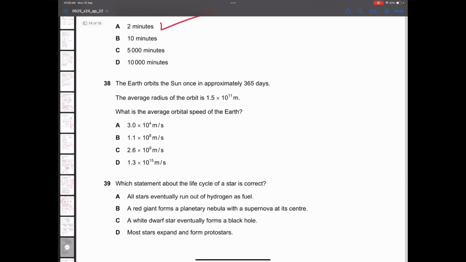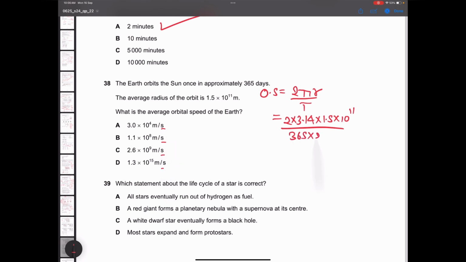The Earth orbits the Sun approximately in 365 days, alright. The average radius of the orbit is given. So we know the formula that orbital speed is equal to 2 pi r by time. 2 into 3.14 into radius, which is 1.5 into 10 to the power 11 meters. Time we will have to take in seconds because all the values are given in SI units. So in 365 days, 24 hours are there. In each hour, 60 minutes are there, and in each minute, 60 seconds are there.